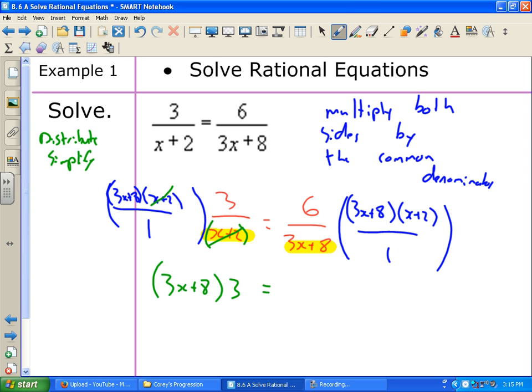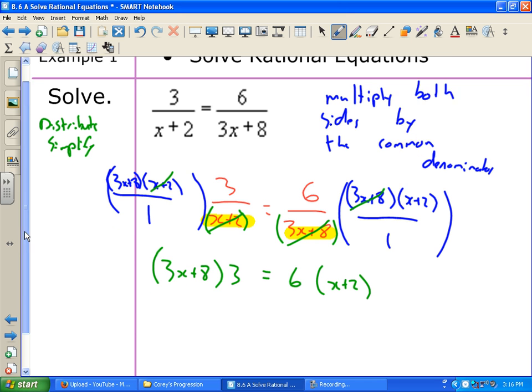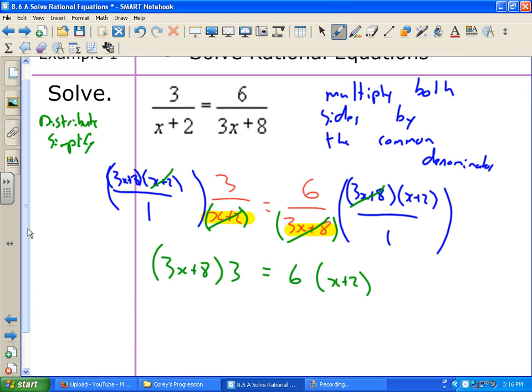On the right-hand side, now looking only at the right-hand side, I'm done with my left, I have 6 over 3x plus 8. I'll be multiplying that by the 3x plus 8 times x plus 2. My 3x plus 8 will drop, and that will give me 6 times x plus 2. Well, we just went from something that looked kind of hard to something kind of easy. In fact, we have a one-variable equation.